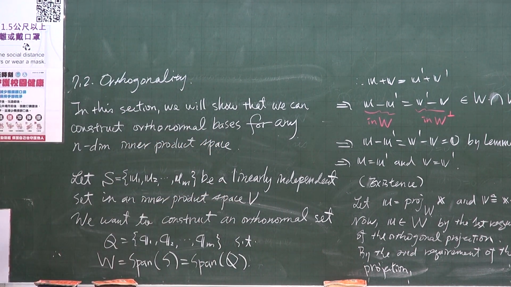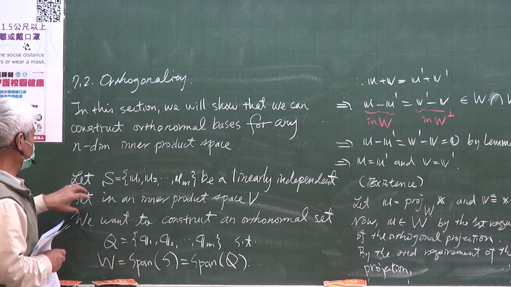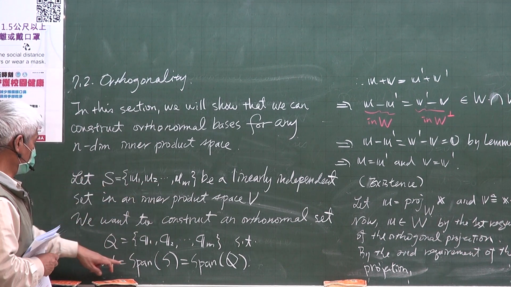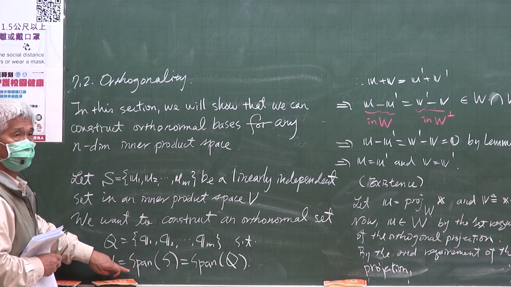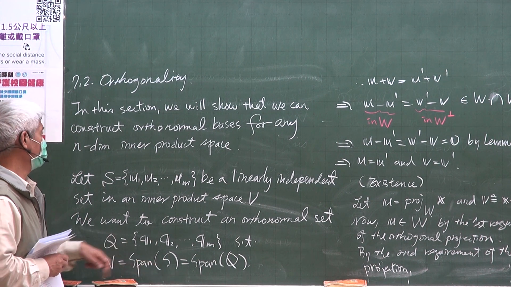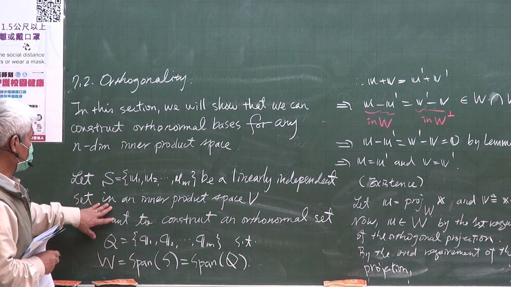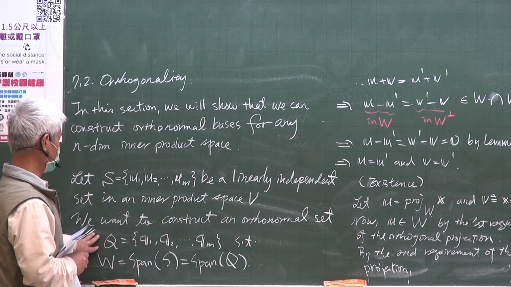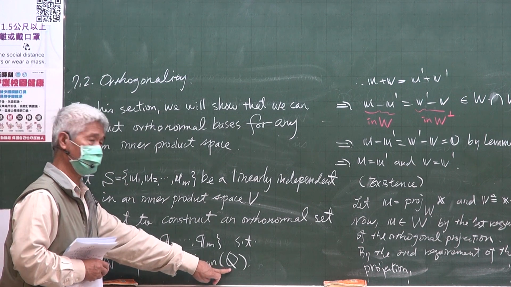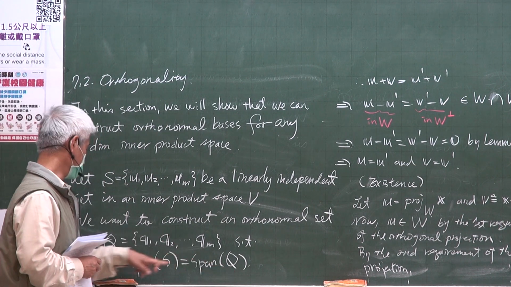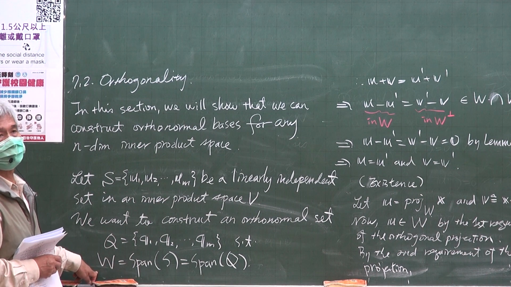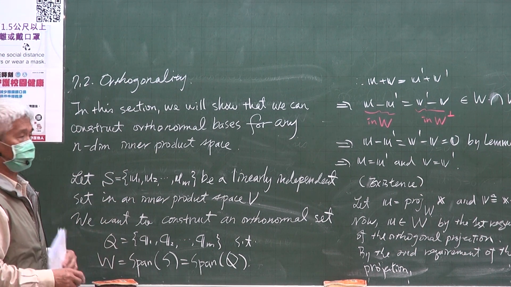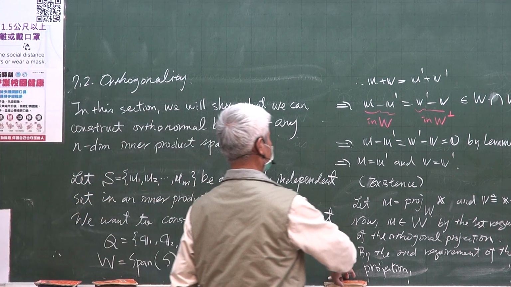So, given the linearly independent set, it becomes a basis for its spanning subspace W here. And then from here we can construct an orthonormal set. Okay? So that this orthonormal set becomes an orthonormal basis for W. Okay? Right. So now we will demonstrate the procedure.